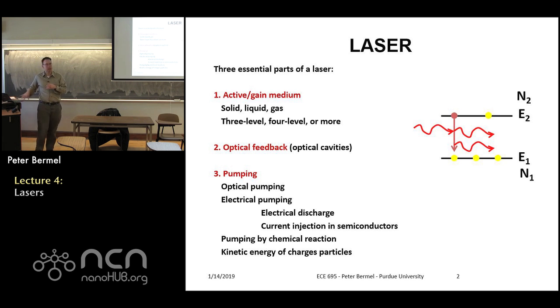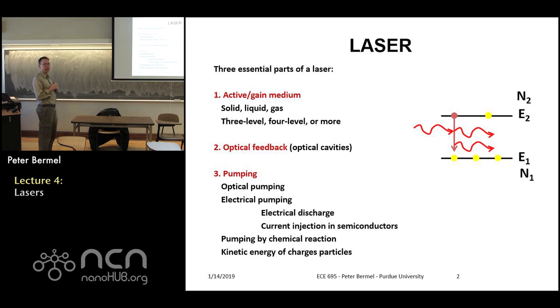Single photon comes in, and then two photons come out, both the original photon plus a clone of the original photon. So that's the stimulated emission process. And the gain medium is necessary for that to happen. Otherwise, it would be absorbing the light instead, doing the opposite of what we want.